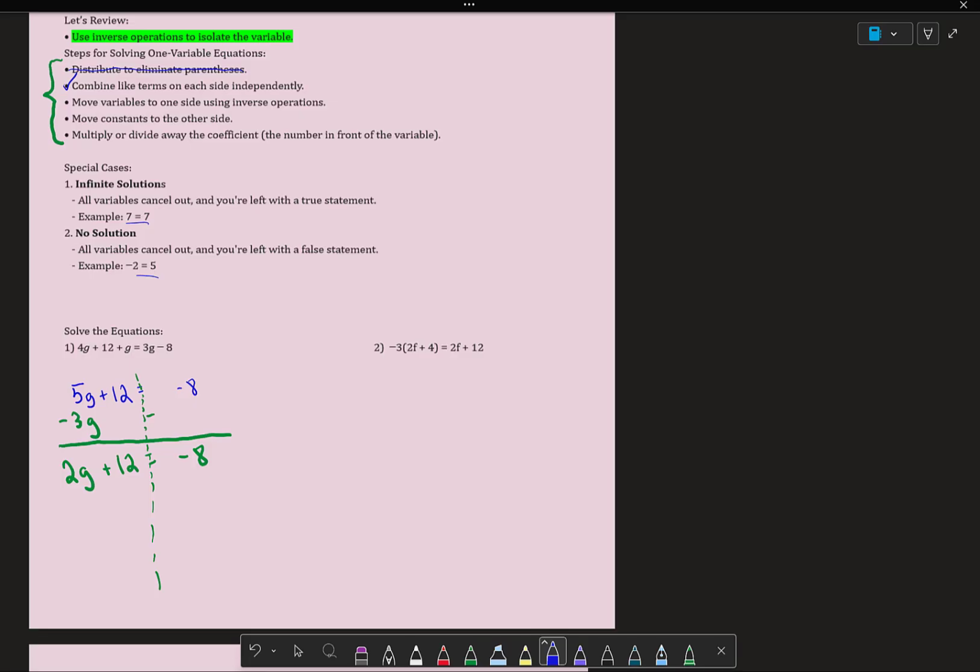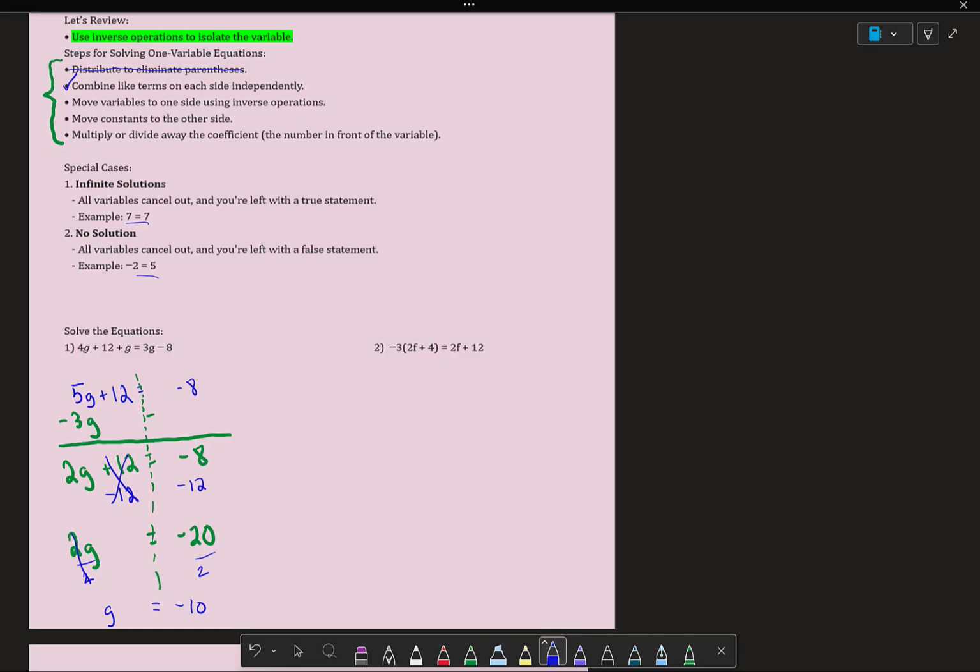And now our like terms, we're going to subtract 12 from both sides. And we're going to be left with 2g equals negative 20. And then finally divide both sides by 2. We're left with g equals negative 10. So this one had a clear solution.